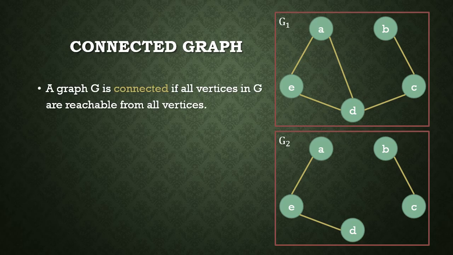Connected graph. A graph G is connected if all vertices in G are reachable from all vertices. Look at the graph G1 shown here. Place yourself at A. Do you have a path to B? Yes. Move from A to D, then from D to C, and then from C to B. Do you have a path to C? Yes. Move from A to D and then from D to C. Do you have a path to D? Yes. It's a direct connection.